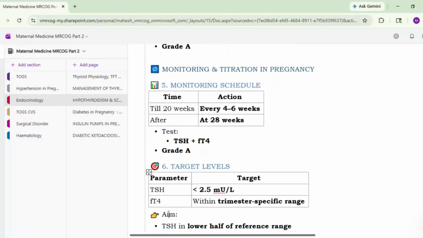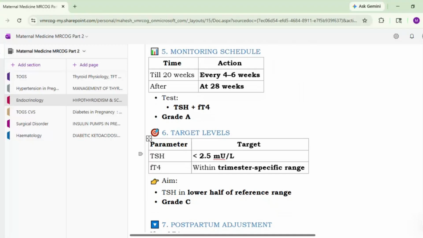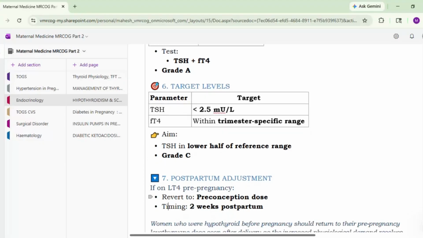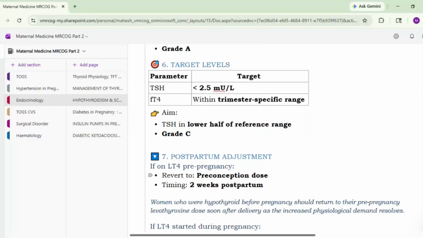And these are the tests which we are going to do. Target is less than 2.5. FT4 should be within the trimester-specific range. TSH should be in the lower half of the reference range. She is hypothyroid, so TSH is the test and it should be in the lower half of the reference range. Now postpartum, what are we going to do?